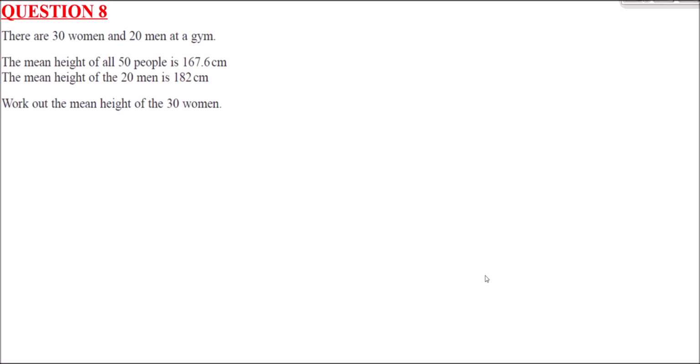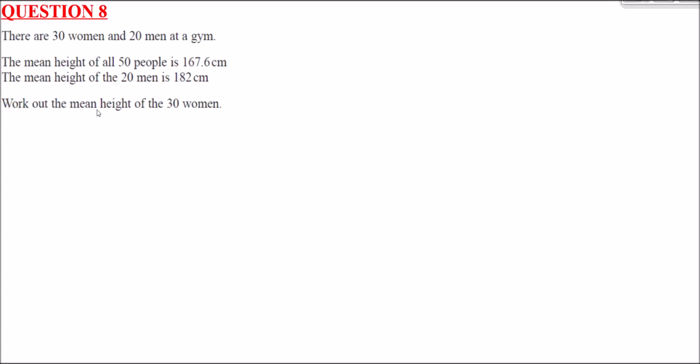On question 8, we're having to talk about a mean. So we're talking about 30 women and 20 men that attend a gym. The mean height of all 50 people going to this gym is 167.6, and the mean height of just the 20 men that are going is 182 centimeters. We need to work out the mean height of the 30 women.